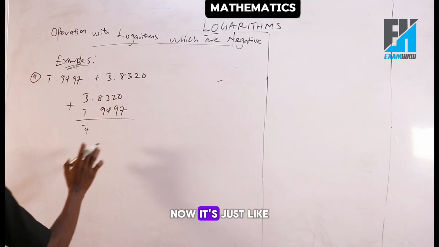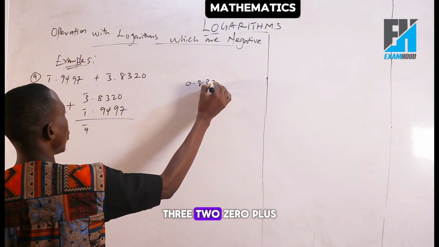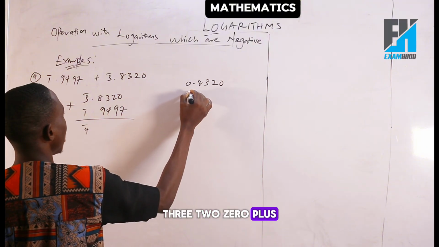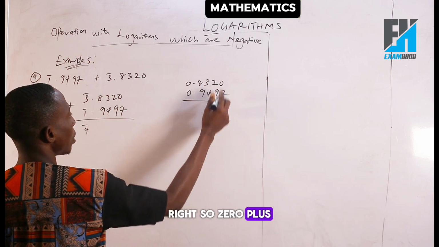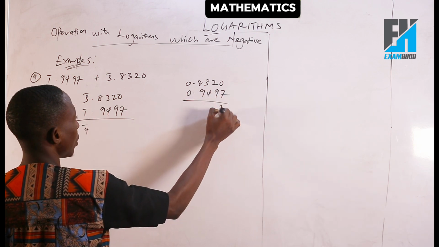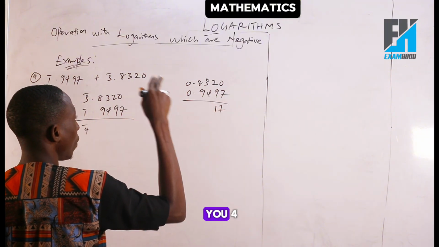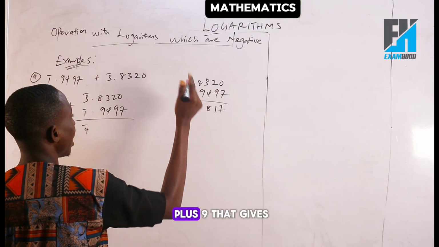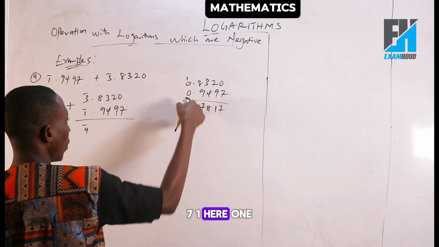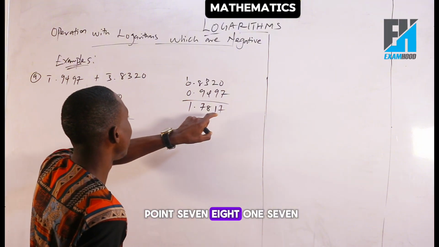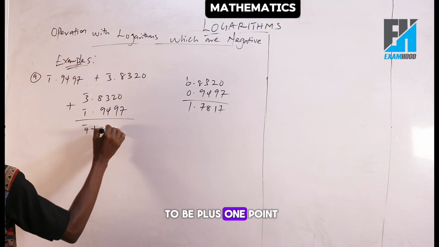And for this one now, it is just like having 0.8320 plus 0.9497, right? So 0 plus 7, that gives you 7. 2 plus 9, that gives you 11, put 1 here. 1 plus 3, that gives you 4. 4 plus 4, that gives you 8. 8 plus 9, that gives you 17, right? 7, put 1 here. 1 comes that 1.7817.